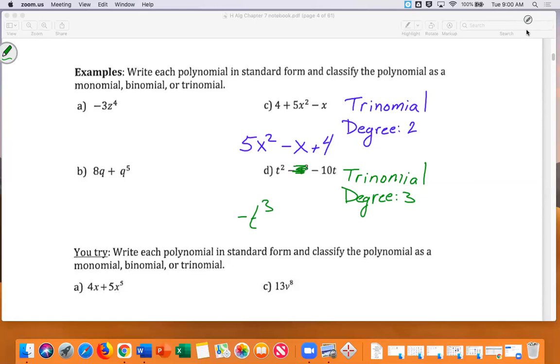If I make believe that that's not there, the next highest would be t squared. So it goes negative t cubed plus t squared, because the t squared is positive. Ryan, you getting this? And the last piece is the negative 10t. Brendan, you doing all right with all this?